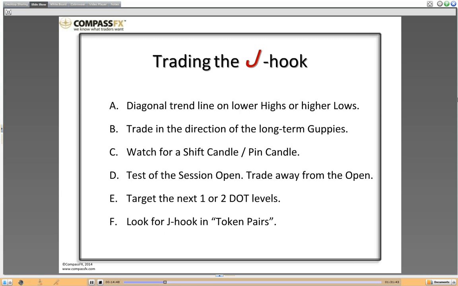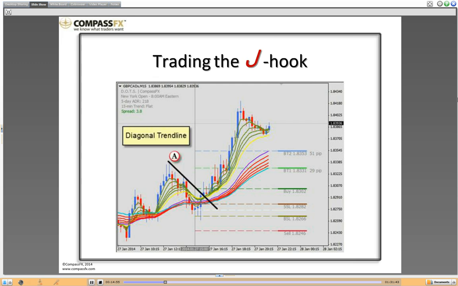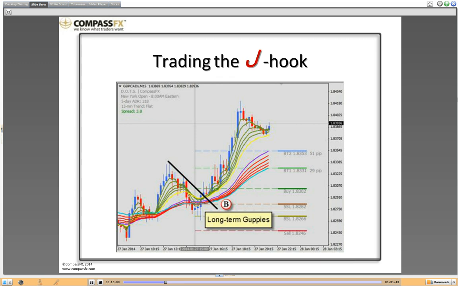Now, when John goes through these, just to give an example, like we talked about A here, there's the diagonal trend line. That's number one. Then B, now I look for the long-term guppies because they're higher probability. A couple of days ago, Chad and some other folks, along with John, captured some J-hooks that were going against the long-term guppies, which you can do, but it's a bit higher risk because it's not a higher probable trade, but you've got to be right on it.